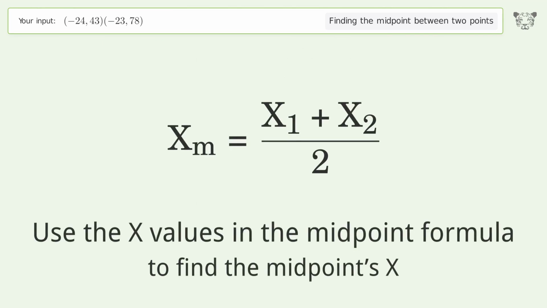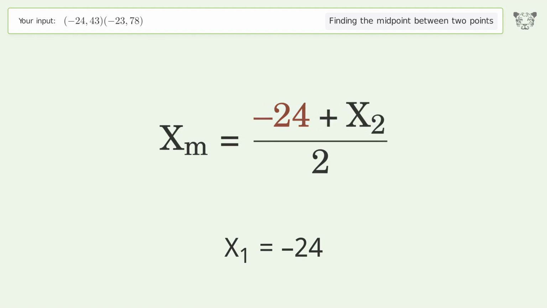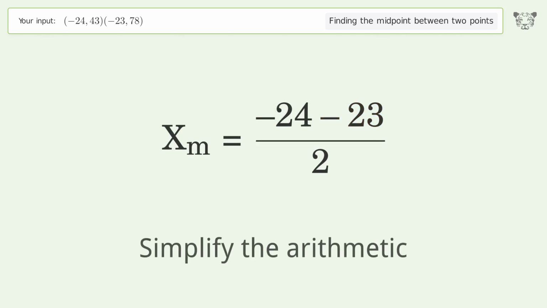Use the x values in the midpoint formula to find the midpoint's x. x1 equals negative 24. x2 equals negative 23. Simplify the arithmetic.